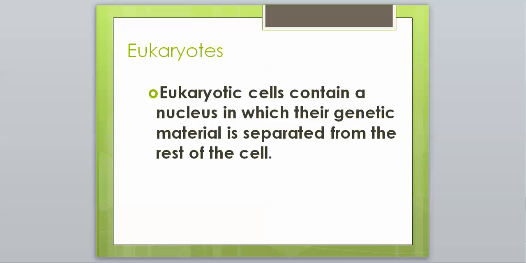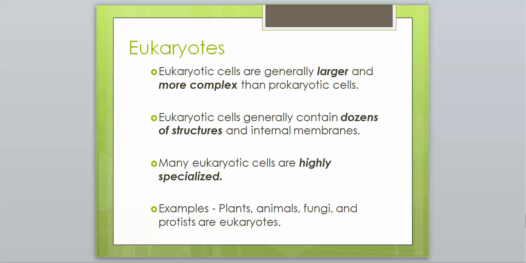So eukaryotes. Eukaryotic cells contain a nucleus in which their genetic material is separated from the rest of the cell. So that's a big characteristic of them. They have a nucleus in which their genetic material is separated from the rest of the cell. And then some more, kind of going against everything that the prokaryotes have. So here are the characteristics of the eukaryotes.